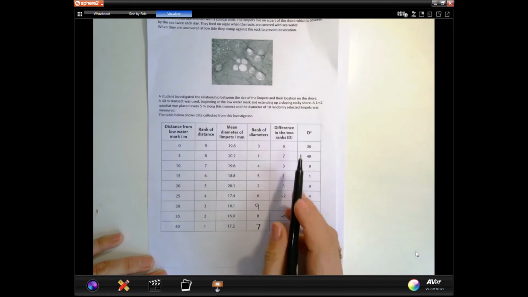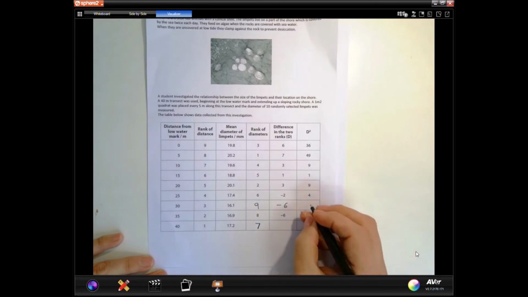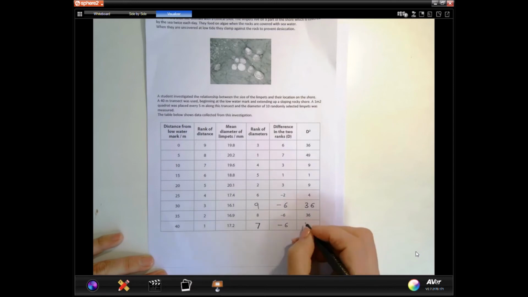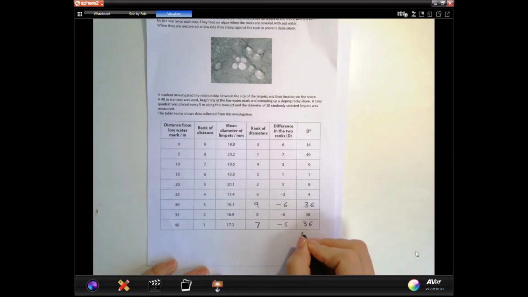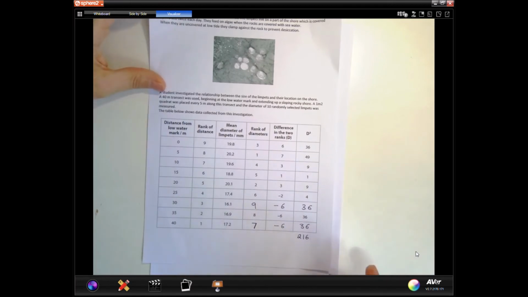Now, difference in the two ranks. Let's double check what they've done. They've done this rank minus this rank, so we'll do the same. 3 minus 9 is minus 6, and minus 6 squared is 36. 1 minus 7, weirdly, is also minus 6, and minus 6 squared is 36. If you add all these together, you come up with an answer of 216. I would always recommend double checking your calculations to make sure that you have calculated this data correctly, but it's 216.